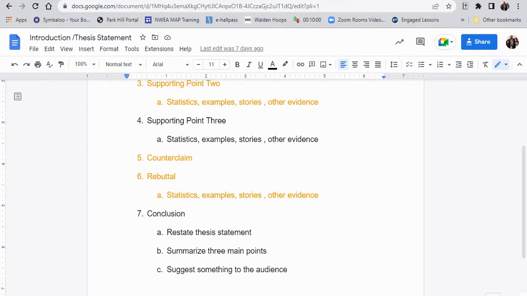I had a question earlier. Can counterclaim and rebuttal go ahead and be in the same paragraph? Yes, that's fine. And then your conclusion. One of these three ways are ways that you can conclude your paper.